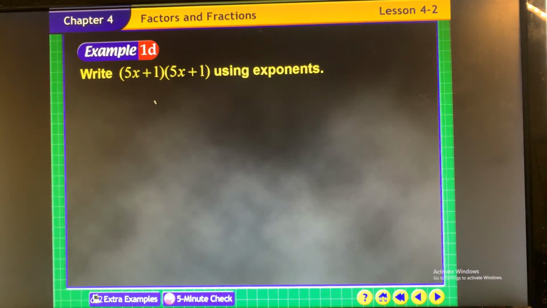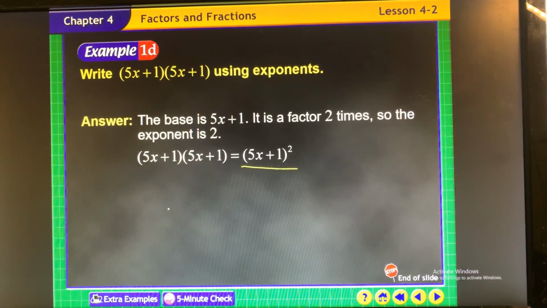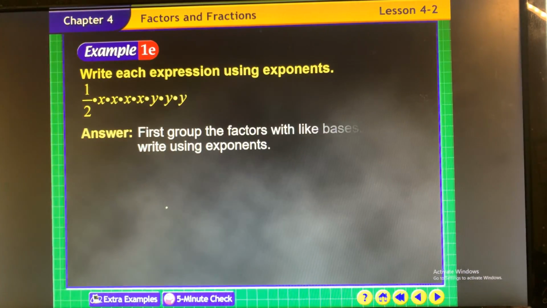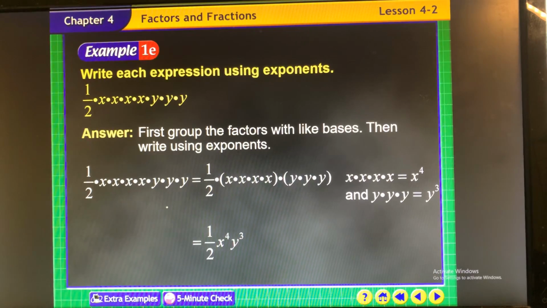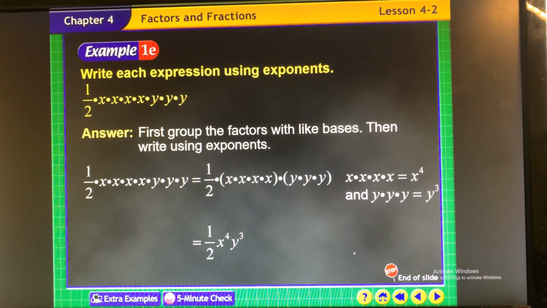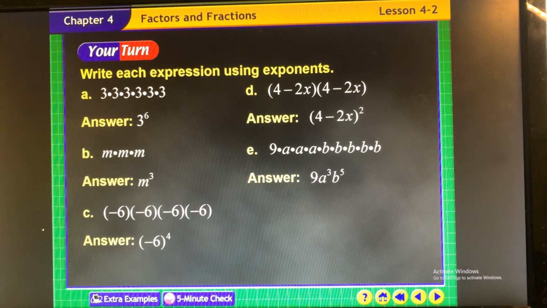Okay, parentheses on. So the quantity of 5x plus 1 squared. So right here. 1/2 x to the 4th, y cubed. Right here. First one, pause it right here and try to do these on your own. And I'll show you the answers. Hopefully you got it right. It's pretty easy.